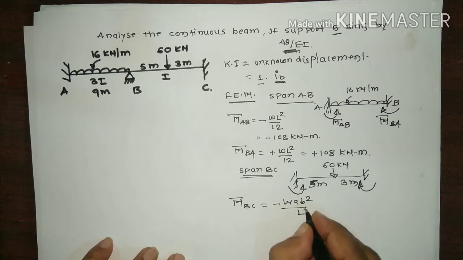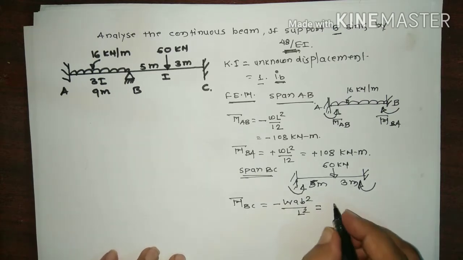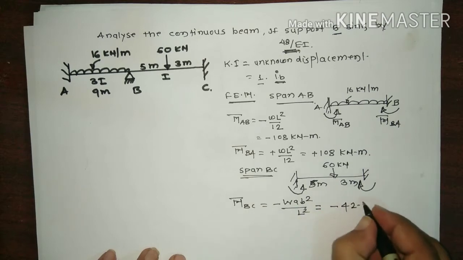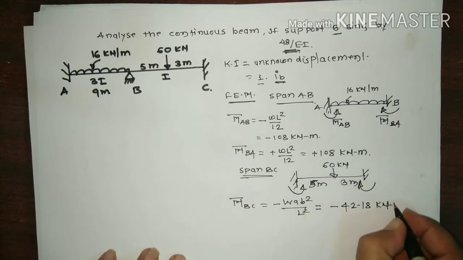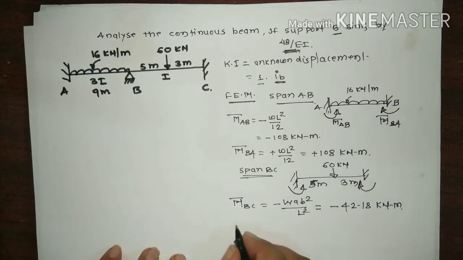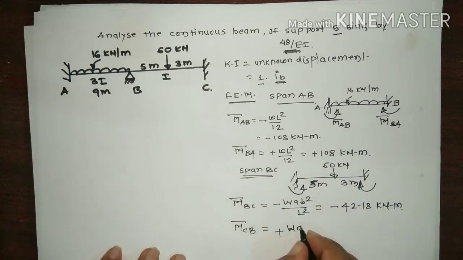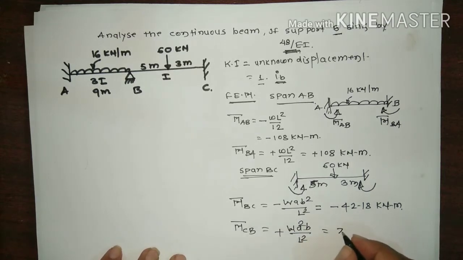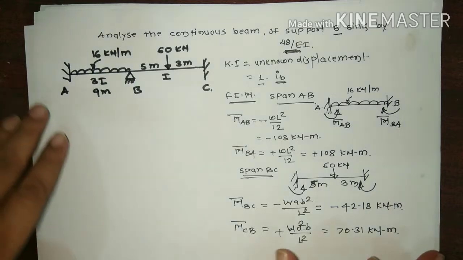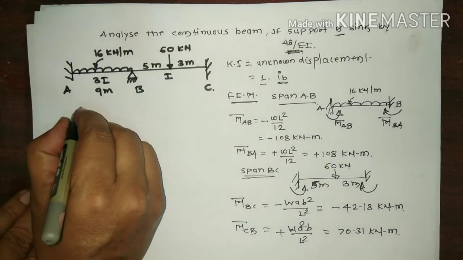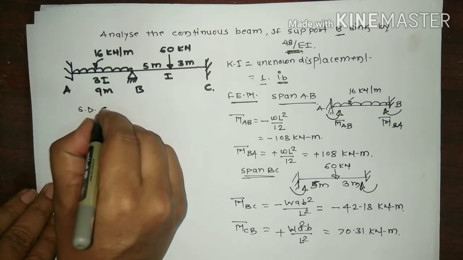W a b square by L square. If you put in the value, this will be minus 42.18, and M bar CB, now this is clockwise, so plus W a square b by L square. If you put in the value, this becomes plus 70.31 kilonewton meter. Now the second step is over. Then go for the third step, and that is the slope deflection equation.